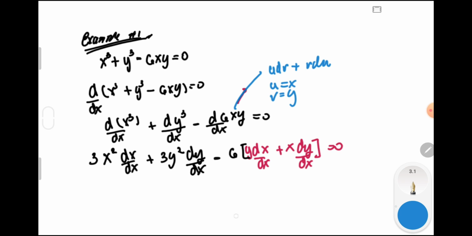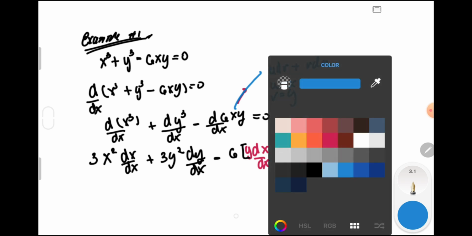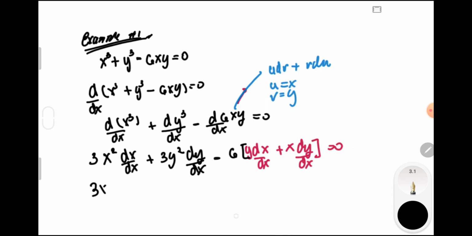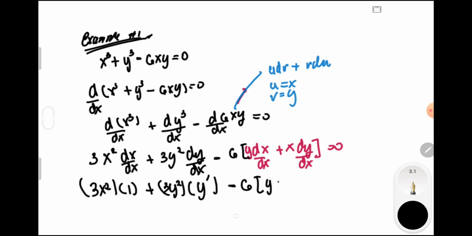So by further manipulation of this equation, you will have a value equal to 3x squared multiplied by the derivative of x is positive 1 plus 3y squared multiplied by the derivative of y over dx is our y prime minus 6 multiplied by y multiplied by the derivative of x is 1 plus x multiplied by the derivative of y is y prime equals 0.